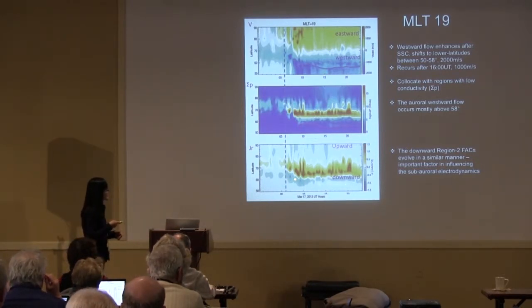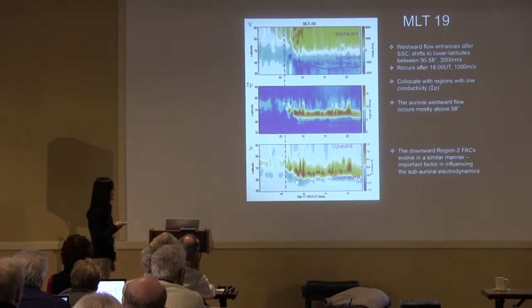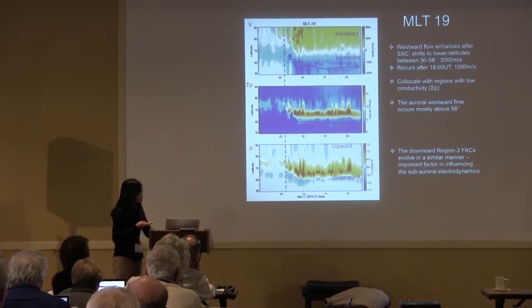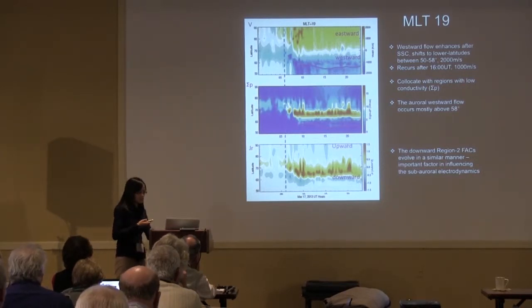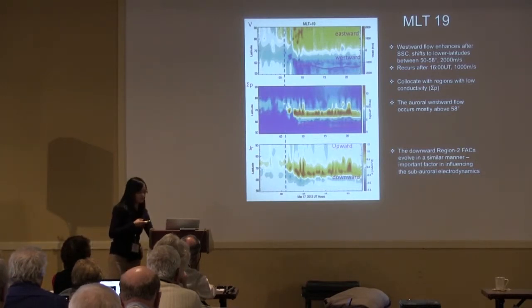So here is the field line current. The blue shows the downward, the region 2 field line current. You can see the evolution of this field line current is very correlated with the evolution in the convection, because when you see the enhancement in the region 2 field line current, you see the enhancement in the westward convection, and when it is decreasing, this convection kind of disappears, and when it is enhanced again, this convection appears again. So you can see the region 2 field line current is a very important factor in controlling this westward flow in the subauroral region.